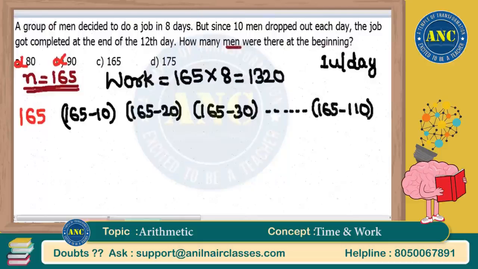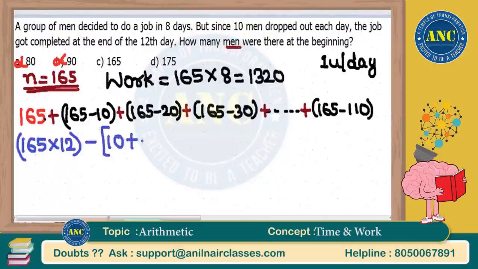It is minus 110. Now can I say that 165 men working means 165 units would have been completed. Second day 155 units. Third day 145 units. Like that, on the 11th and 12th day also 165 minus 110 units. This is an arithmetic progression. If you observe carefully, 165 is added 12 times. It is 165 into 12. If you take the minus common factor everywhere, it is 10 plus 20 plus 30 and so on till 110.